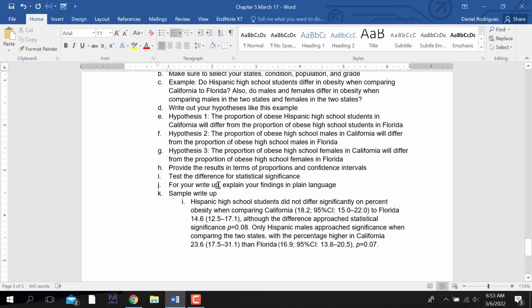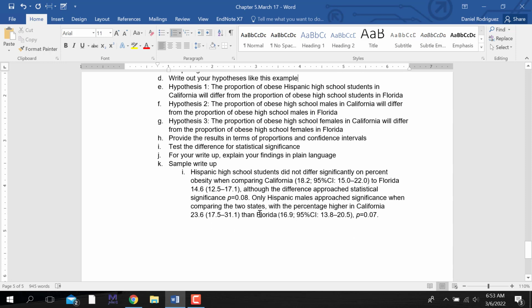All right? And we're going to provide results in terms of proportions and confidence intervals, and test the difference for statistical significance. I'll show you how to do all this. This is actually really easy using this tool. So this is an example of the results, and I'll show you how I derived them in a second.